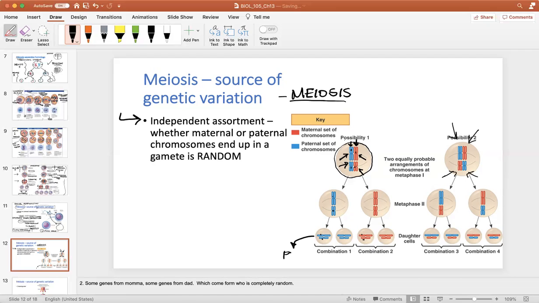Oops, why did this stop? There we go. Nothing but paternal genes. Whereas this egg cell would have nothing but maternal genes.